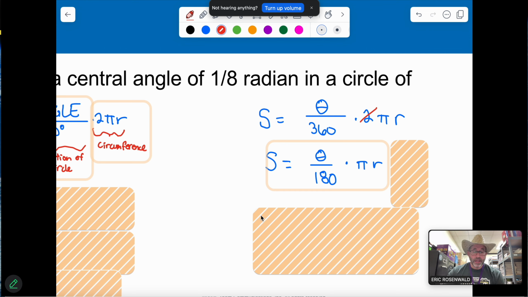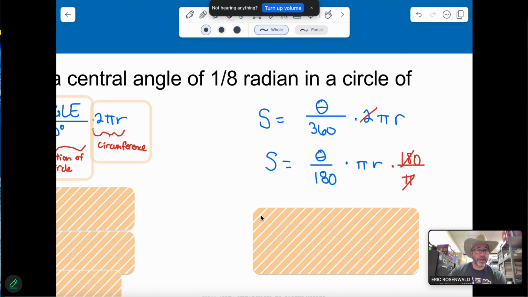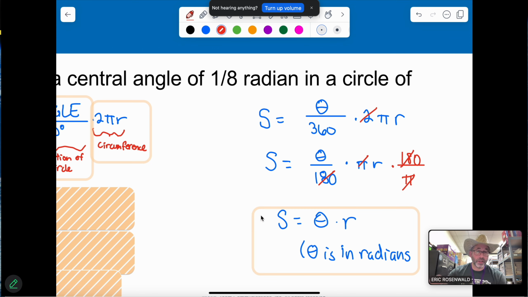Now the next thing we know is that when I am doing a conversion from degrees into radians, we always multiply by 180 over pi. So if we multiply everything by 180 over pi, these 180s are going to cancel each other out, and these pi's are going to cancel each other out. What we're left with is a formula where S is simply equal to theta times r, and theta is whatever your angle is, as long as it's in radians, okay?